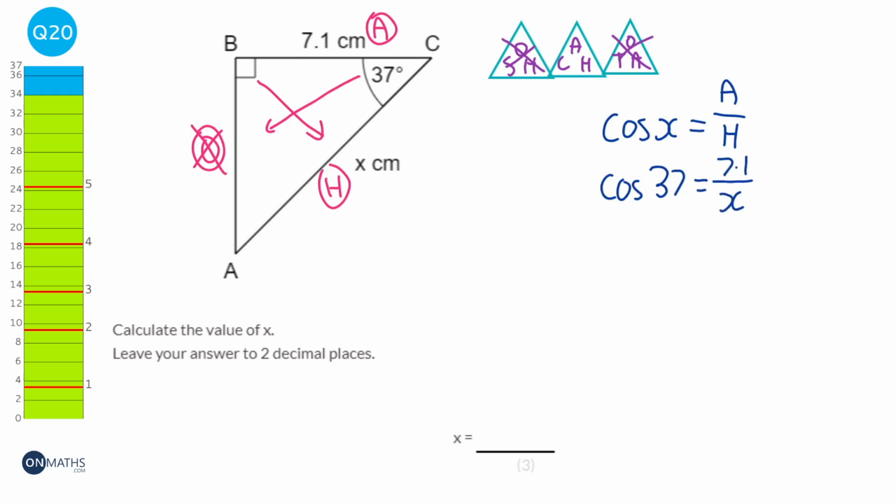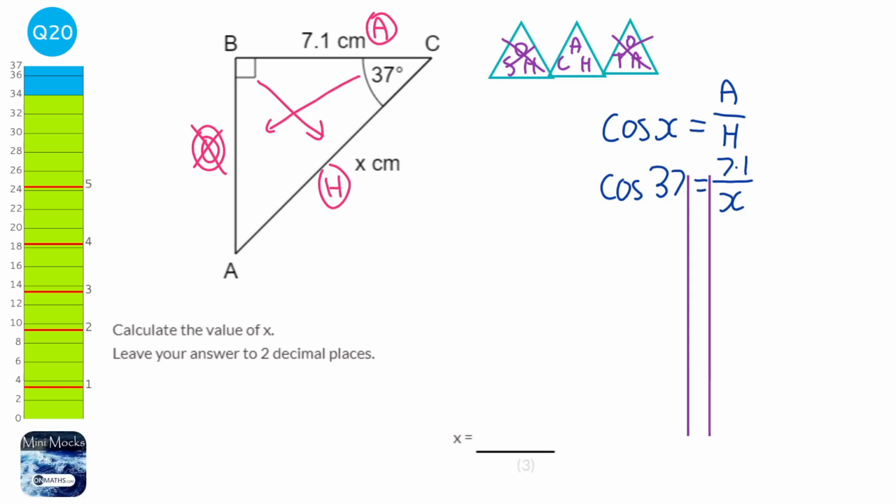Now, whenever you're in this situation, and we're just going to put our solving lines in because we're going to be solving this next. And whenever you're in this situation, what you can do is swap the left-hand side, it has to be the whole of the left-hand side, with the x at the bottom. You can just swap those over. And effectively what we're doing is multiplying both sides by x and then dividing both sides by cos 37. So when we swap those over, we get x equals 7.1 over cos 37.